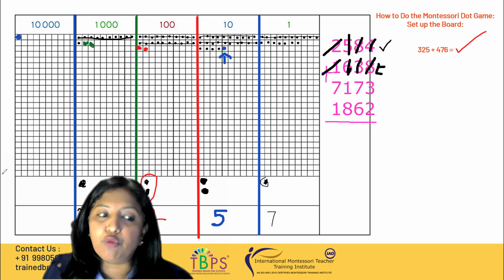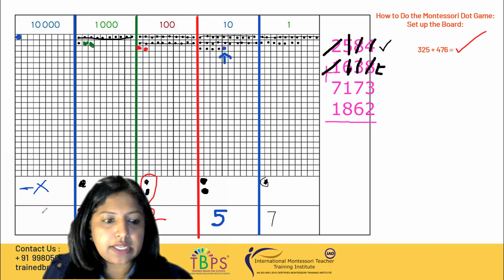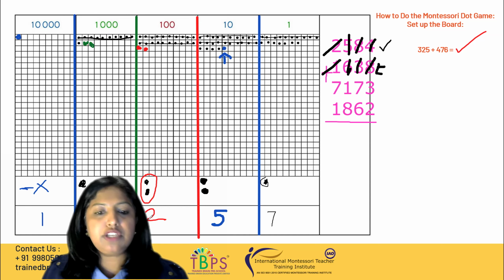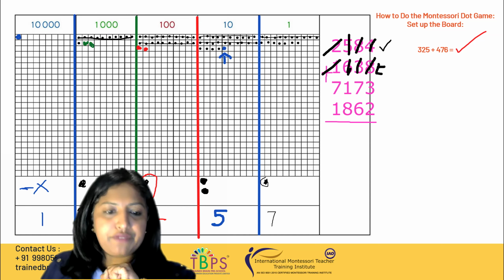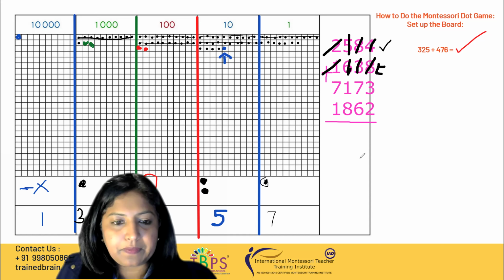Again, the blue. Do I have anything as a replacement? Nothing here. So what's my answer? How many 10,000s I have? One 10,000 I have, right? So what's my answer? It's 13,257.